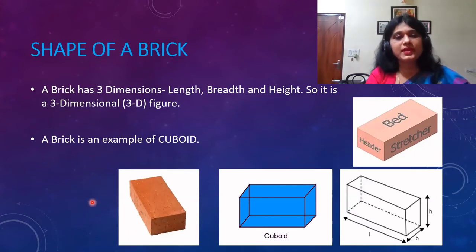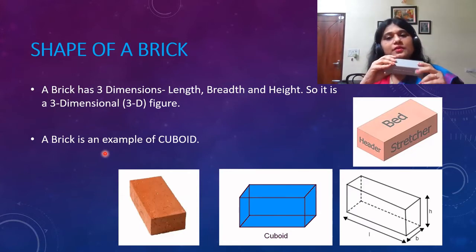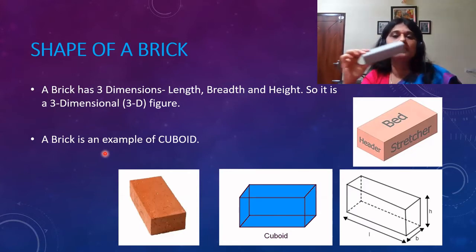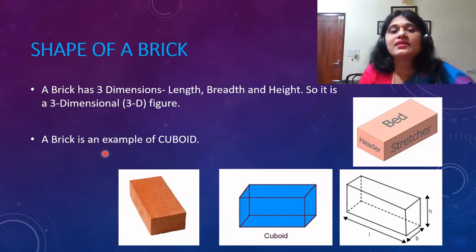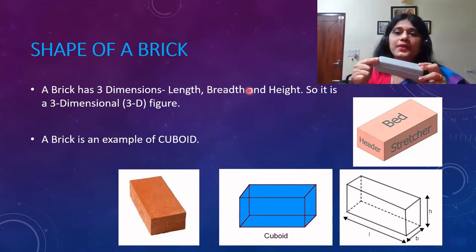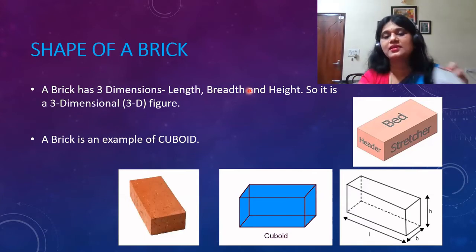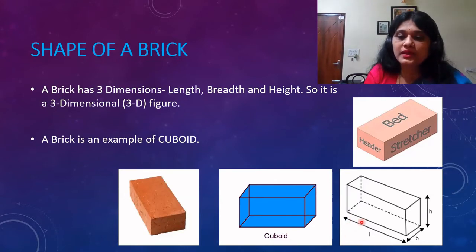This is the shape of a brick. So now we are going to learn about the shape of the brick. I have taken a box. It is not a brick, but you can resemble it with a brick, no? A brick has 3 dimensions: length, breadth, and height. I have given you a picture also. So L, length, B, breadth, and height.